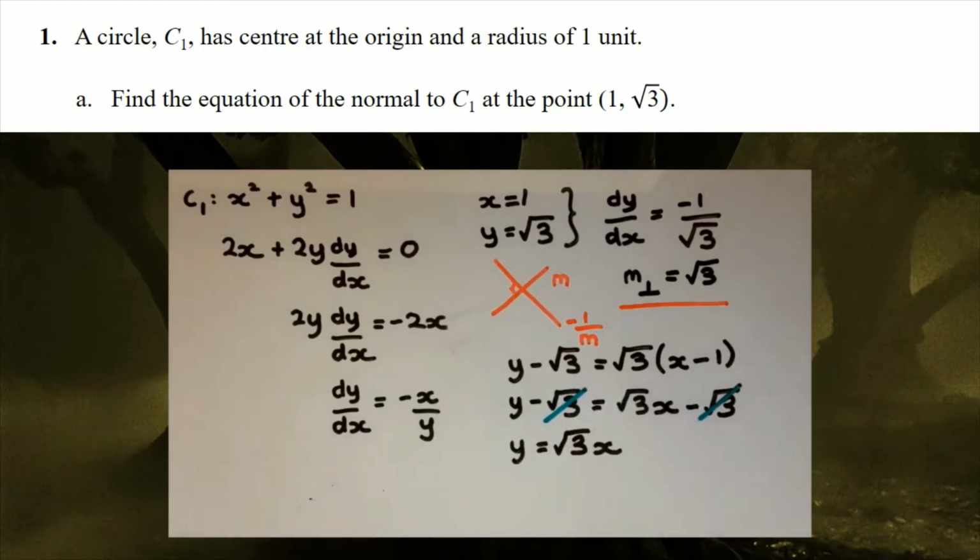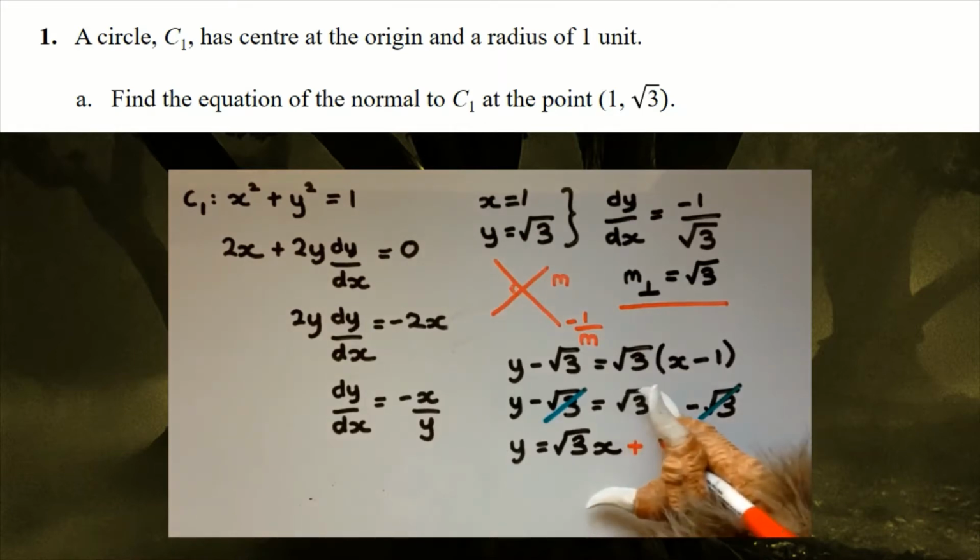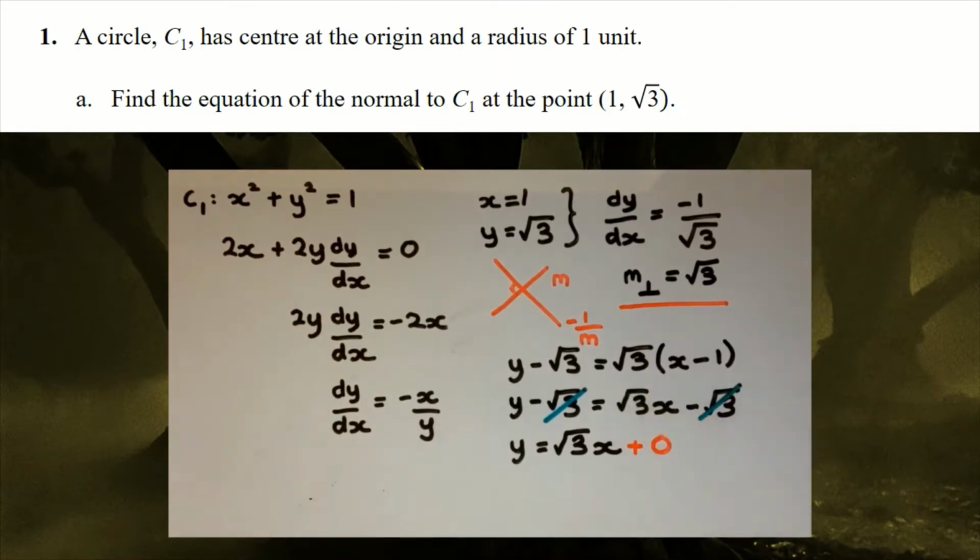And if you think about it, of course, this is a straight line with a y-intercept. Well, it's not missing. Its y-intercept, of course, is 0, isn't it? So that means it passes through the origin. And in part B, we're going to show that this is true for any normal to a circle such as this.